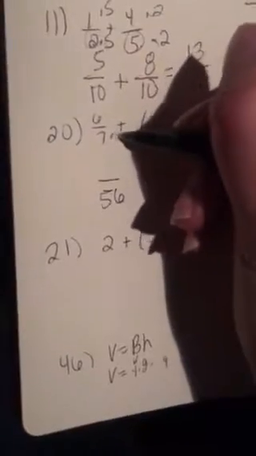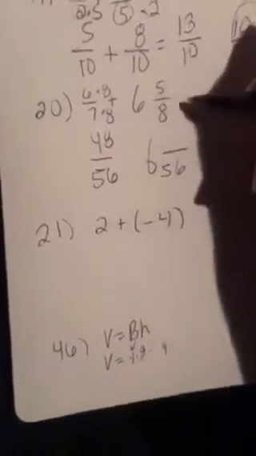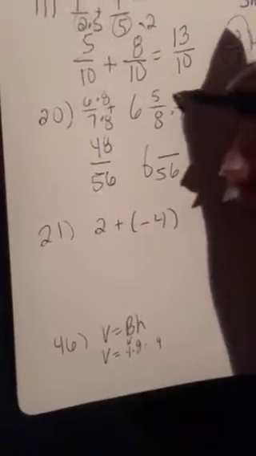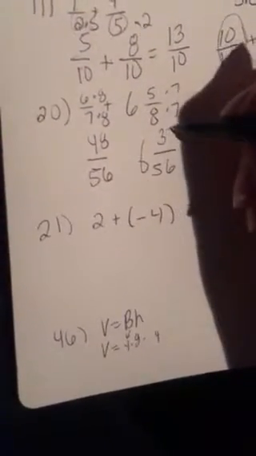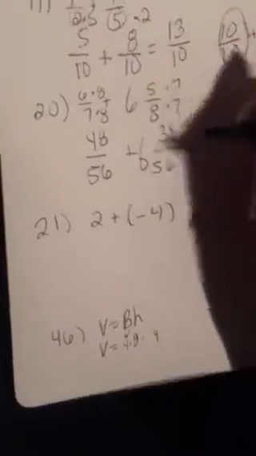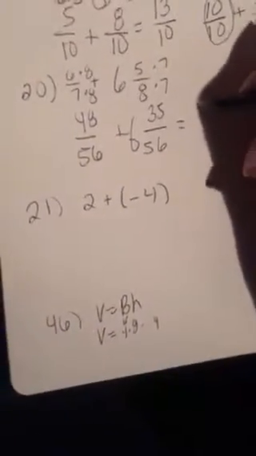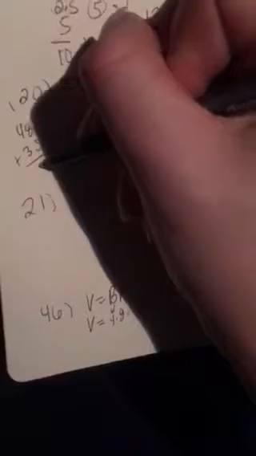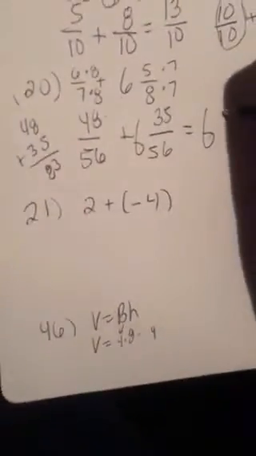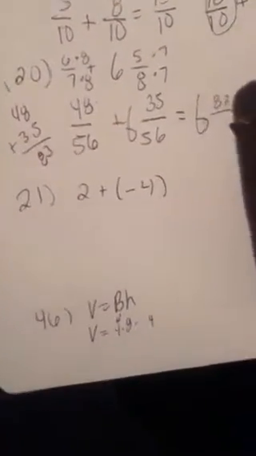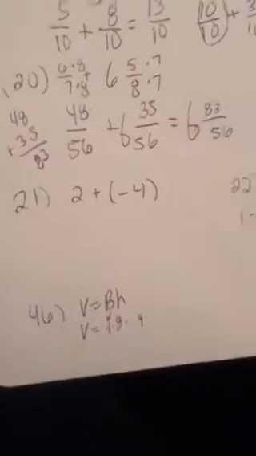7 times 8 is 56. 6 times 8 is 48. 8 times 7 is 56. 5 times 7 is 35. I'm going to add together my numerators only, and I would get 6 and 83 over 56.